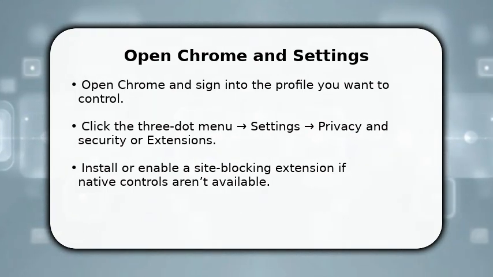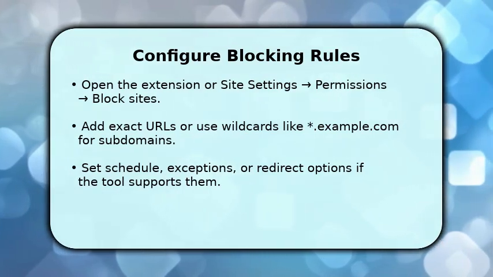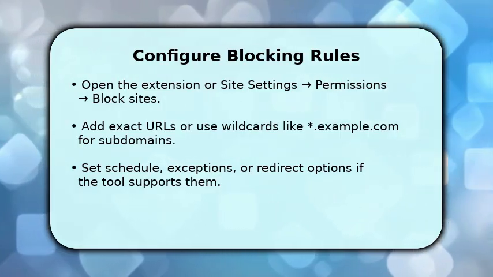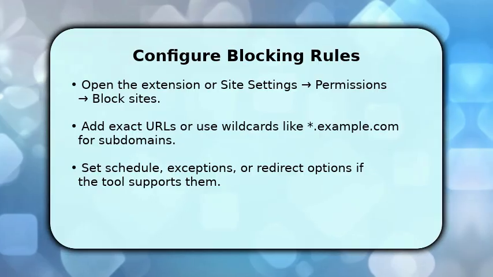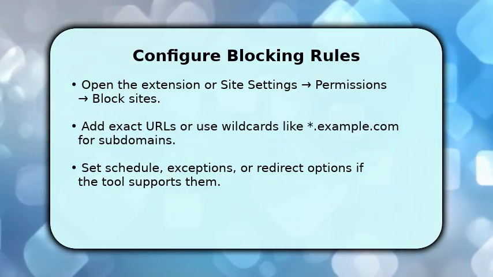Once the extension or site settings is open, navigate to the Blocking or Permissions panel. You'll add the exact page URL or use a wildcard pattern such as asterisk.com to block all subdomains. This is important when you want to stop a category of pages.